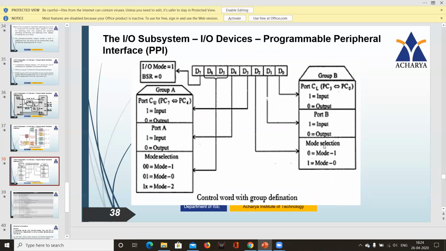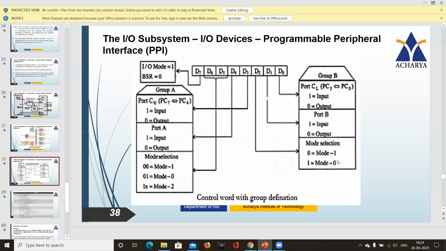Now this is the mode selection for port B. Earlier one was done for port A. Now it is for port B. So there is only one bit, so I can have only 2 combinations, either 0 or 1. Very simple. If it is 0, mode 0. If it is 1, it is mode 1.